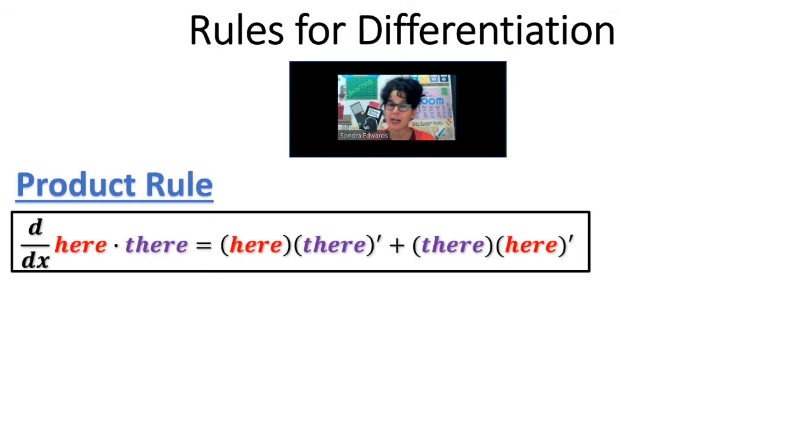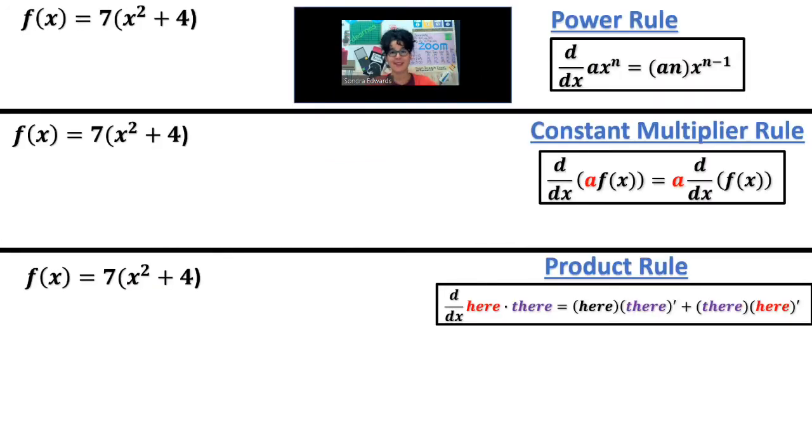We could do that when it came to limits. Remember, if we were finding the limit of two things multiplied together, then we could find the limit of each of them separately and then multiply the answers together. So there is a reason why you might mix up these rules. But when you approach a problem and two things are being multiplied together, do not take the derivative of each one separately and then multiply them together. Use the product rule. So write this rule down and then move on.